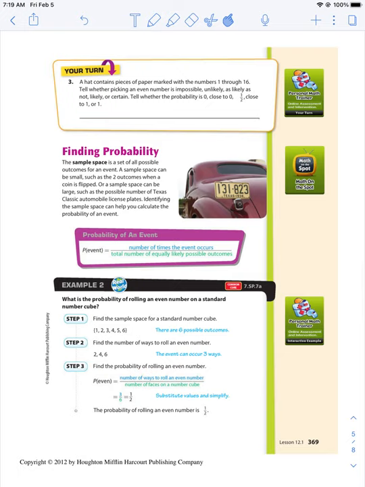All right, so we've talked about the likelihood of an event, but what about actually finding probability? How do I get that fraction that explains our probability? Well, let's take a look. The sample space is a set of all possible outcomes for an event. That's what I've been using as the denominator, the bottom number. A sample space can be small, such as only 2 outcomes, like when a coin is flipped, heads or tails, or the sample space could be large, such as the possible number of Texas Classic automobile license plates. Identifying the sample space can help you calculate the probability of an event.